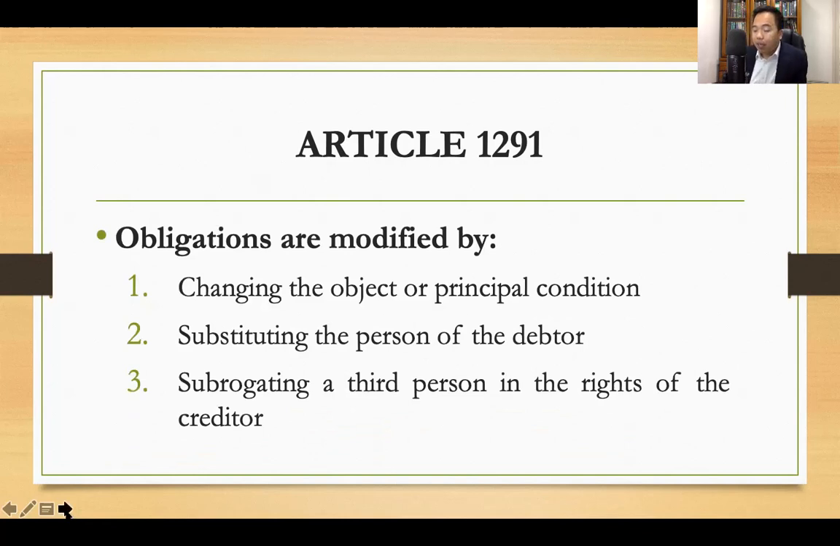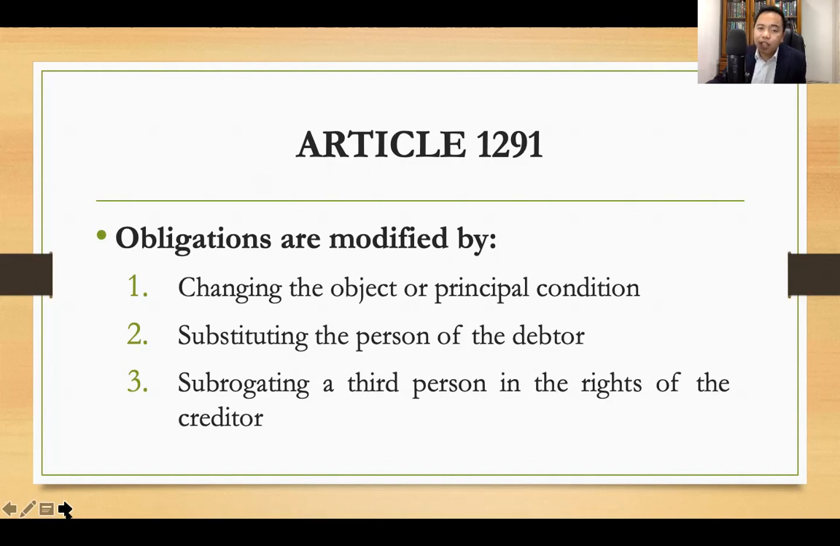For example, di ba kanina sabi natin sa dasyon and pago, may novation. Why? Instead of paying in a sum of money, you pay property. So there is a change in the object or there is a change in the principal condition. So dasyon and pago is an act of novation.